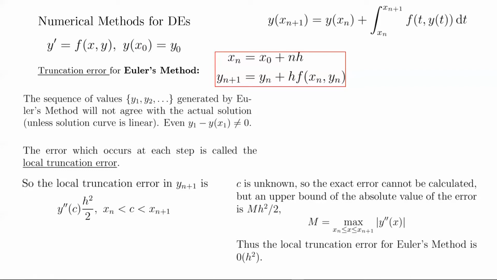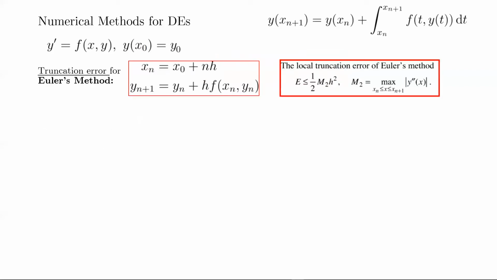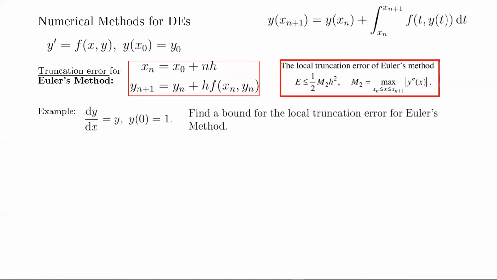So if we double the step size, if we make h twice as large, then the local truncation error, the error in each step in other words, is going to grow as 2 squared, or 4 times. This is a very important piece of information. It is in your table of useful information, and you will need to know it for test 3. Let's look at our example.